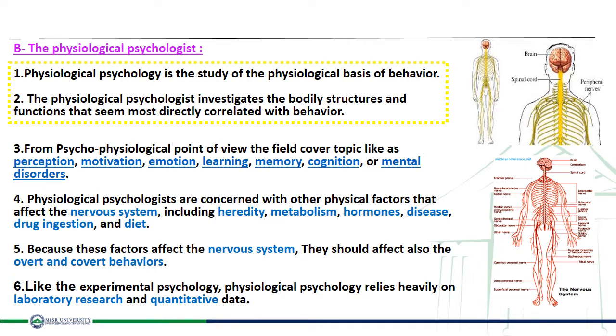And such as feelings, emotions, motivation, intelligence, creativity, and so on. And the third aspect is physiological changes, or physiological factors, or biological variables or mechanisms that correlate with overt and covert behavior.